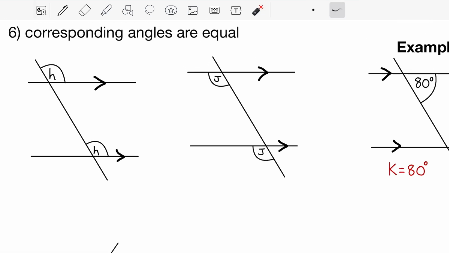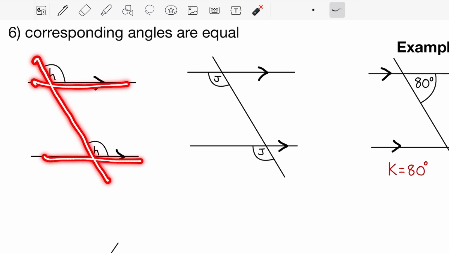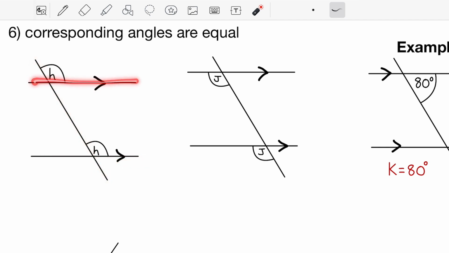So if these lines are parallel, this line will be going at the same angle to this line and to this line, because these two are going in the same direction and this line is a straight line. So the angle here will be the same as the angle here. If we had an angle here, it would be the same as the angle here.